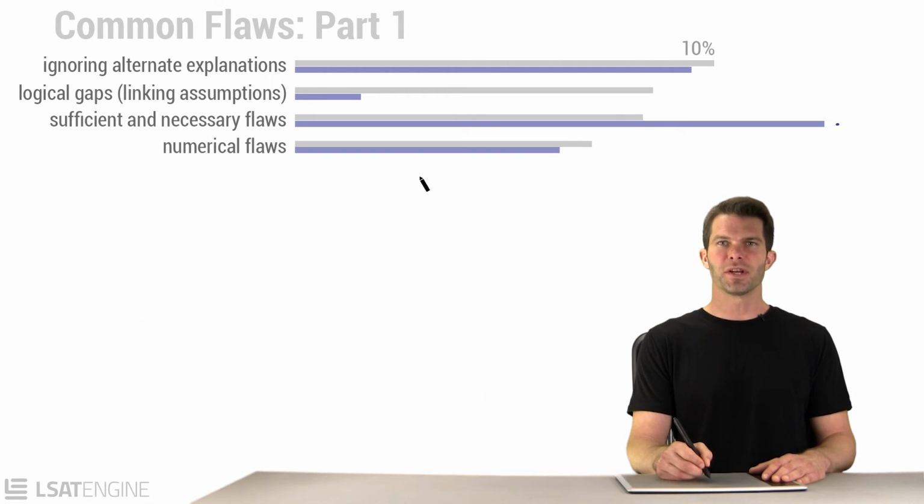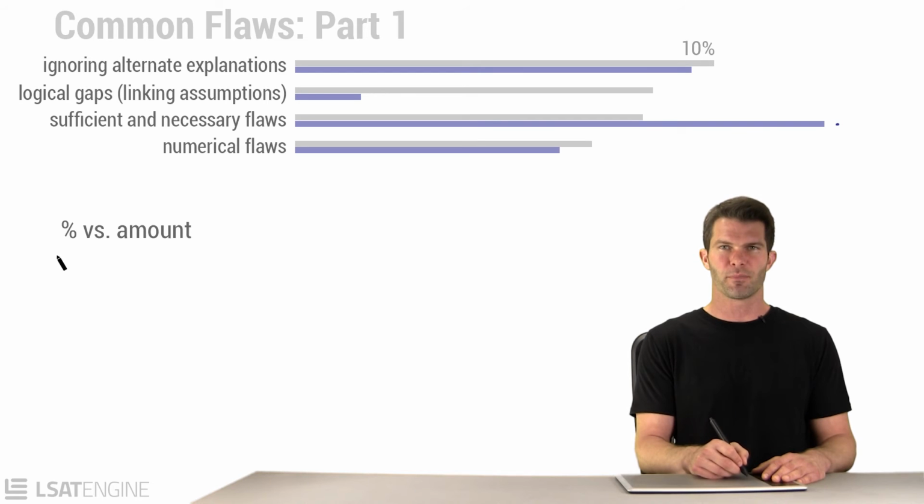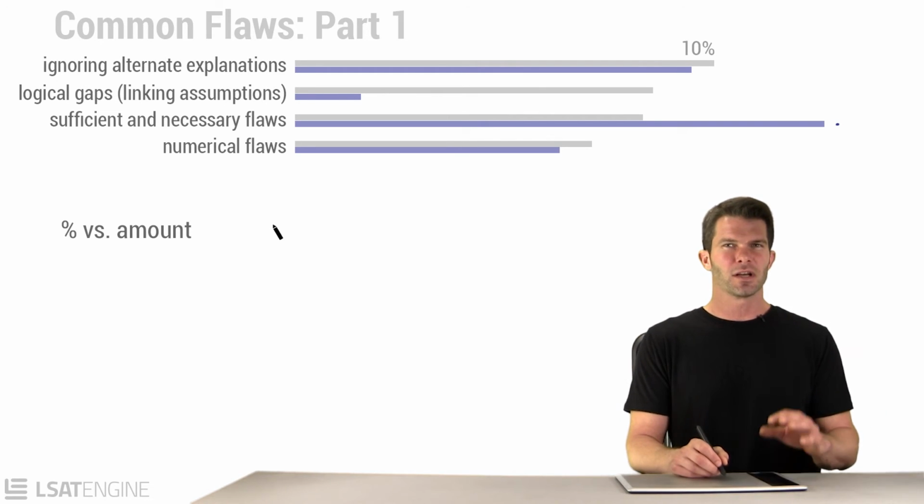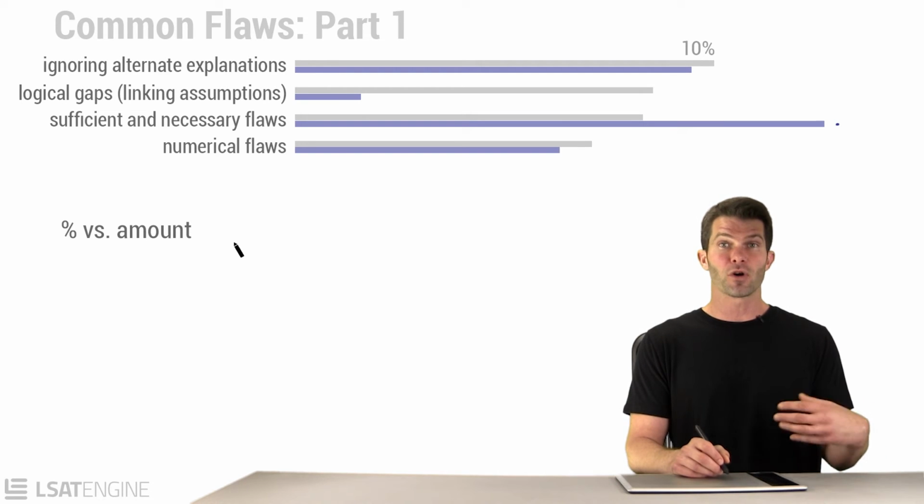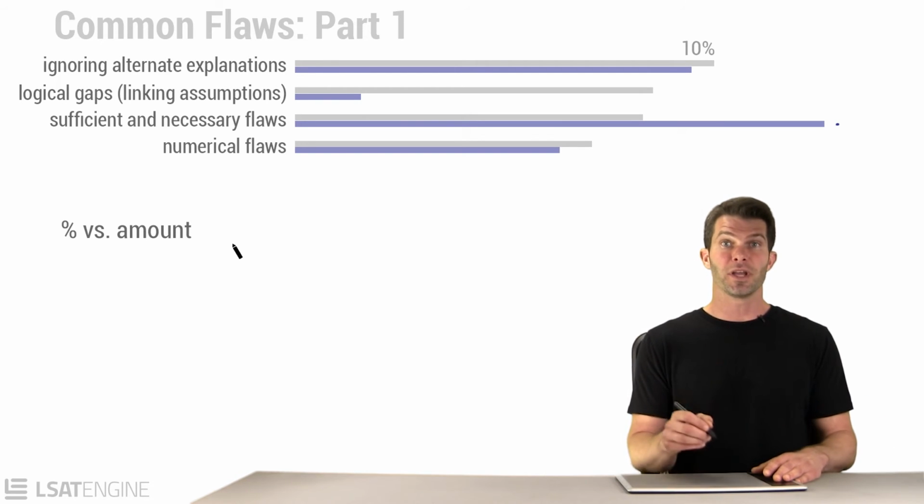When arguments start using numbers, that opens the door to a few potential problems, the most common of which is using an amount when you should be using a percentage. So one example from the LSAT says something along the lines of, last year 1,000 people died while crossing the street in the crosswalk, and only 100 people died while jaywalking. And so jaywalking must be safer.